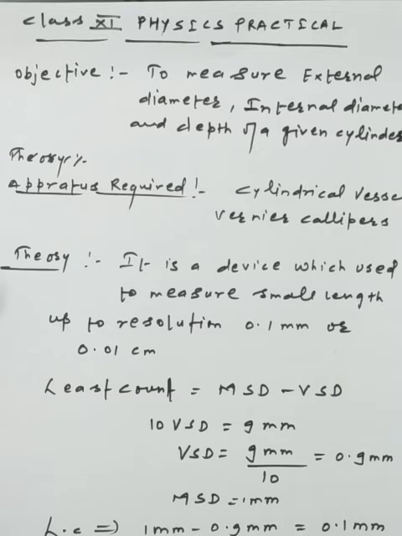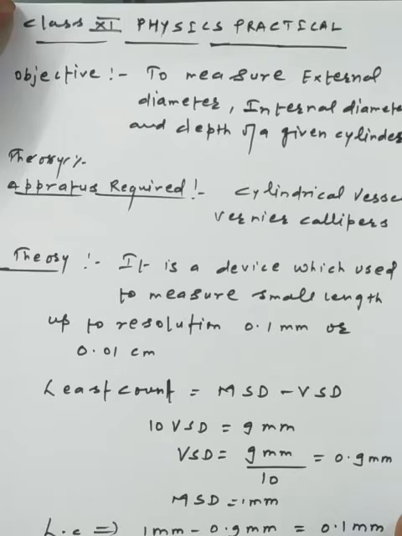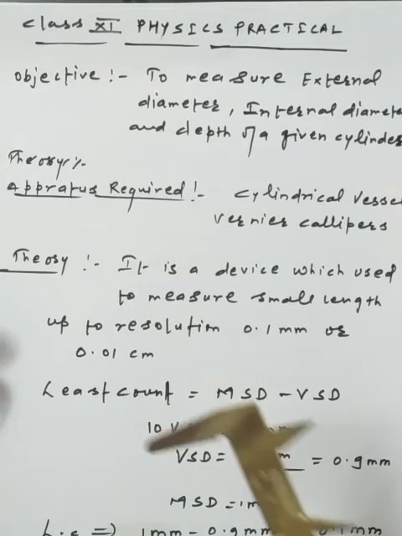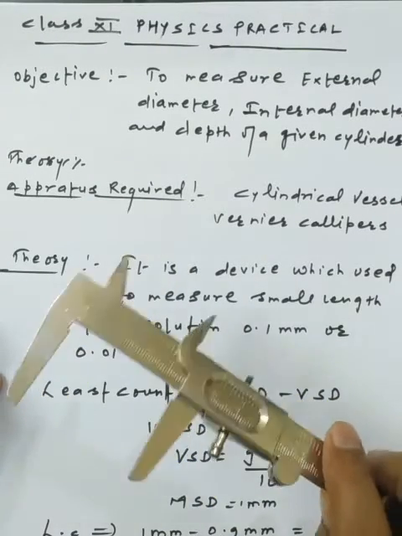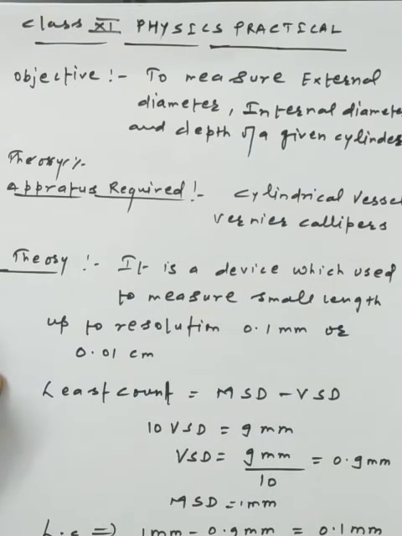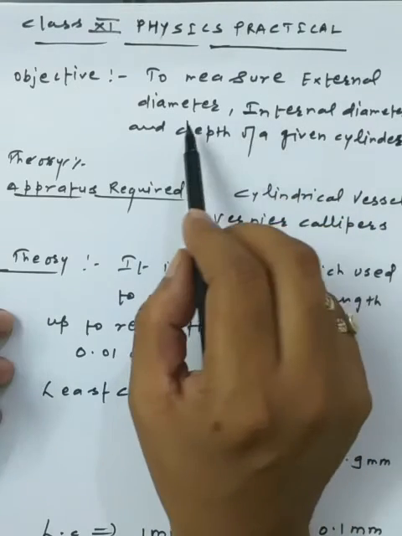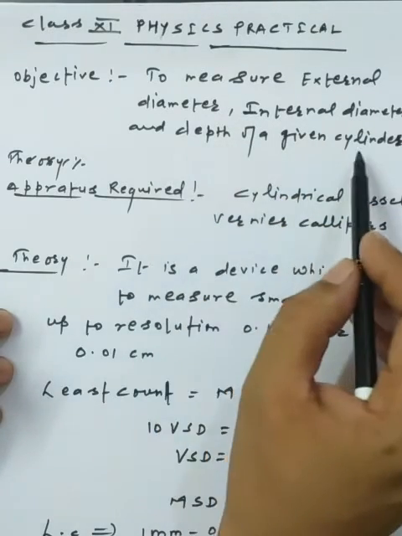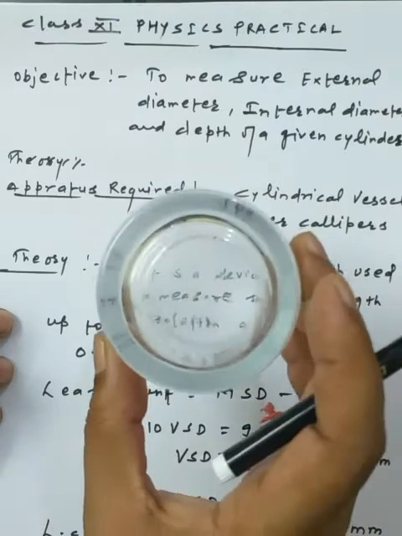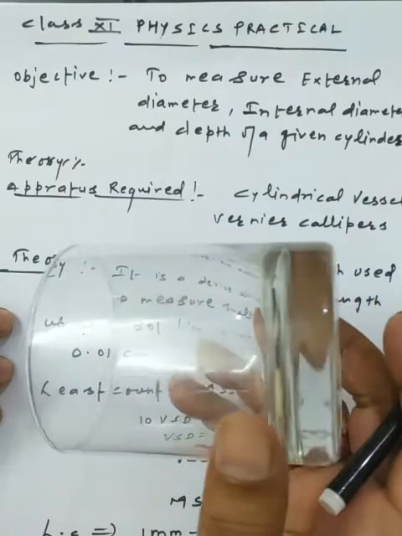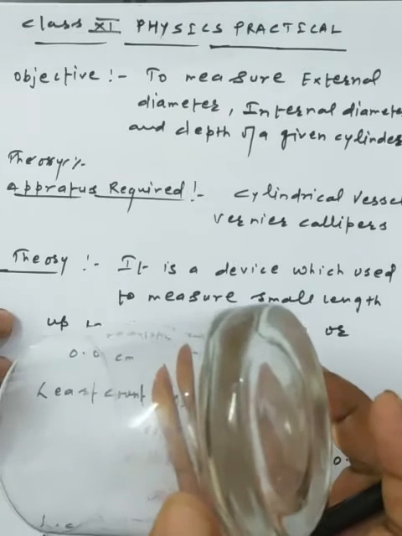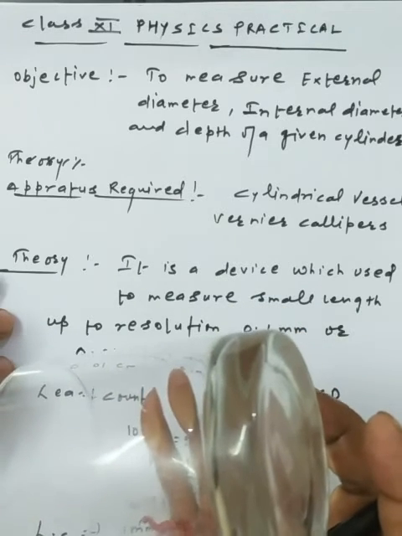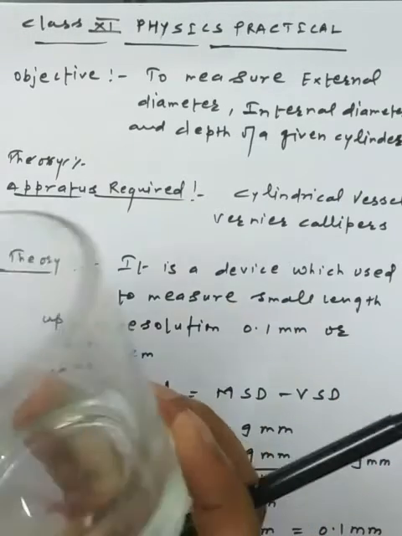Now, dear students, in the class 11th physics practical, today I want to discuss the Vernier calipers further, but with a different task. Here I have mentioned the objective: to measure the external diameter, internal diameter, and the depth of a given cylinder. One of the objects which I have taken in front of you is this cylinder, and how can we make the measurement of the external diameter, internal diameter, and depth of a given cylinder?